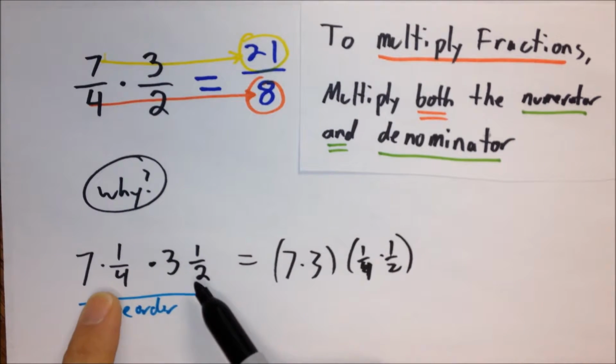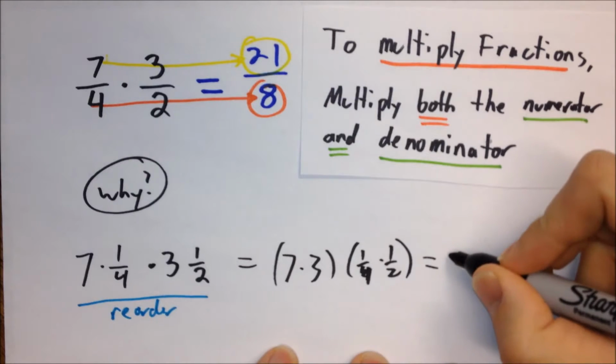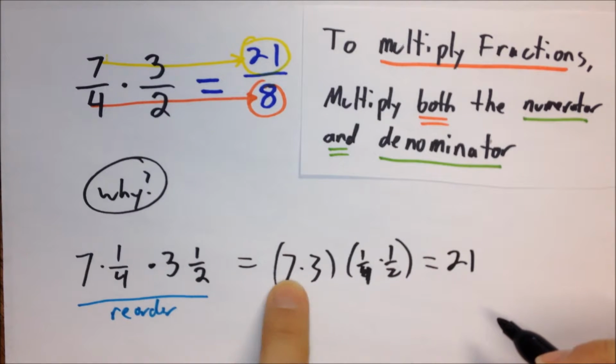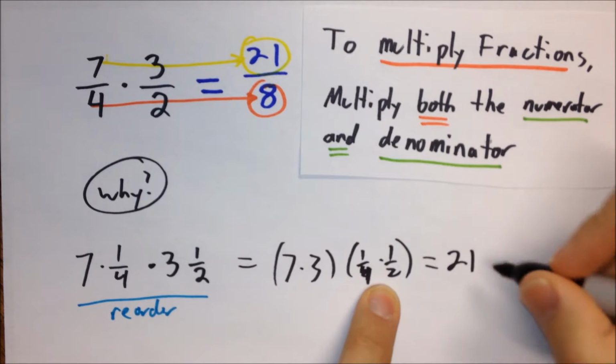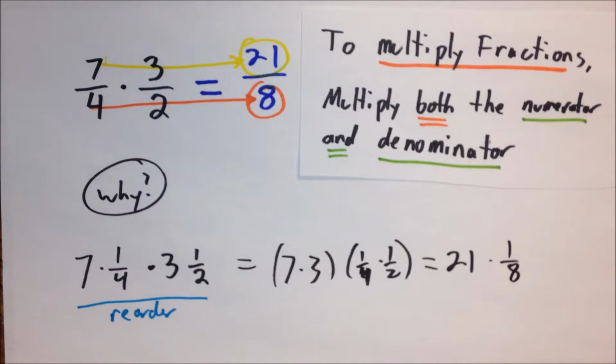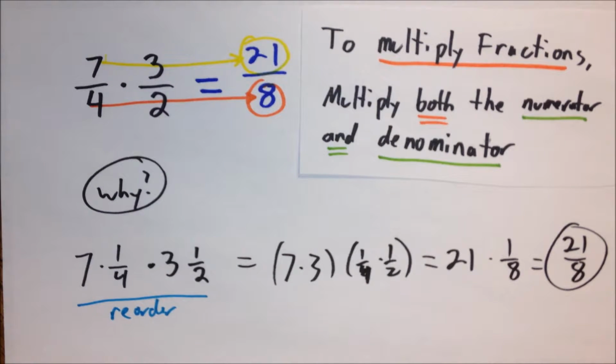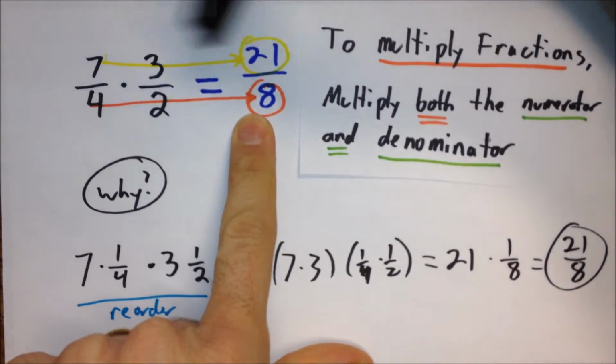And so what you see is I regrouped these, grouped the 7 and 3 together, and grouped the 1/4 and 1/2 together. The 7 and 3 tell me that I have 21 total objects, and the 1/4 and 1/2 tell me that 1/8 is the type of object that I'm dealing with. So 21 over 8 is my final solution. Notice this is the same answer I got earlier, so our process works.